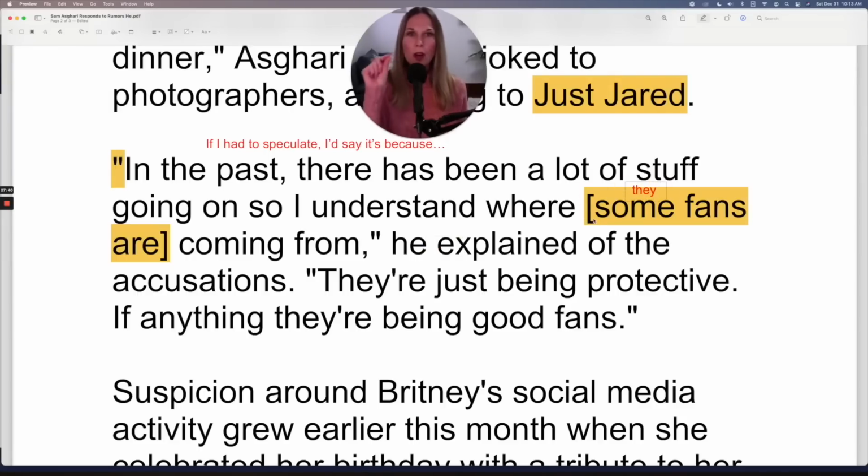Usually when we have square brackets, the journalist or the interviewer changed the words for clarity, because Sam Asghari probably said, I understand where they're coming from. But who is they? If we only have this one bit of his speech, we don't know who they are. So the interviewer or the journalist changed it to some fans so we understand who they represents. That is what is usually the case when you see square brackets.